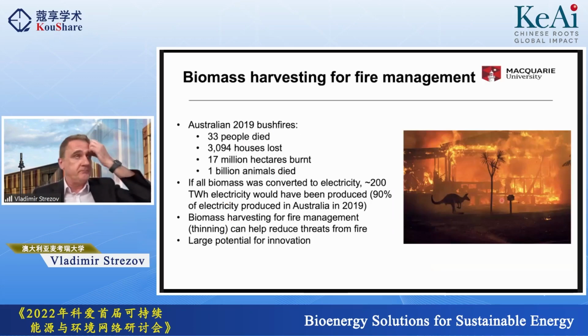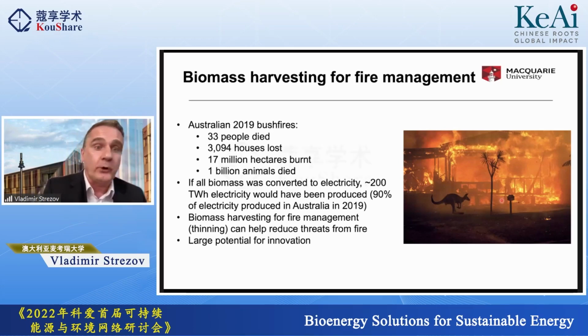And the last way of what we propose, and this is the future direction, is harvesting of forests in a way which is what is called thinning of the forest, in a way that we prevent fires. Bushfires are a very big problem here in Australia.